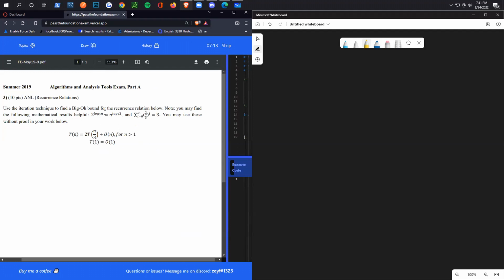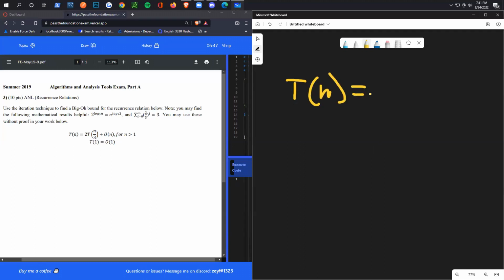Okay, so use the iteration technique to find the big O for the recurrence relation below. You may find the following results useful. Again, whenever you see this type of setup, you're on the right track. So let's get started. Let me just write down everything real quick.